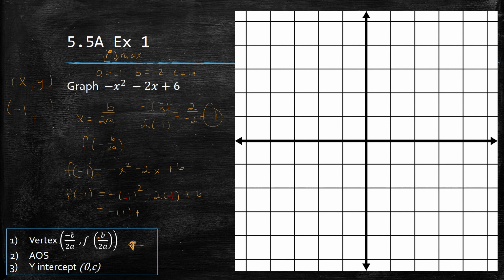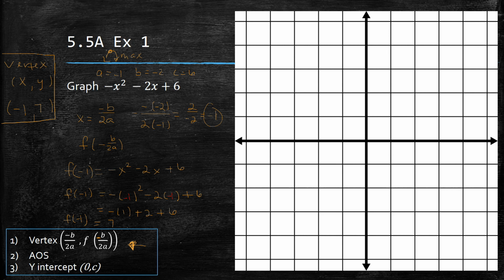-2 times -1 is +2. Plus 6. And you can actually just plug this all into your calculator at once if you want to. So -1 plus 2 is 1, plus 6 is 7. Okay, so that is your y value for your vertex. So our vertex is going to be at the point -1, 7.